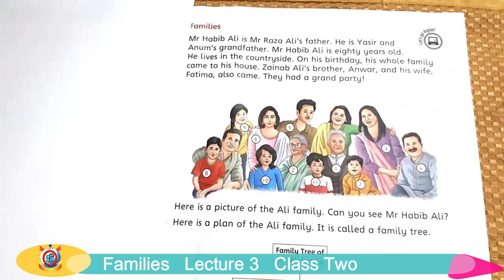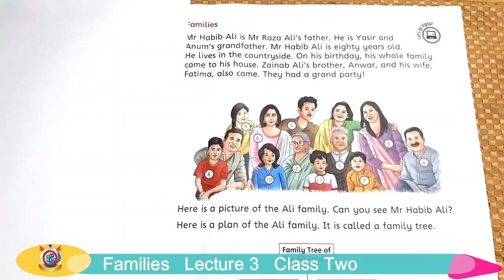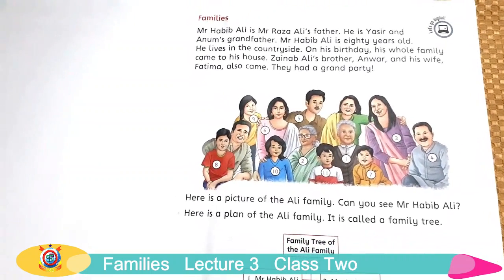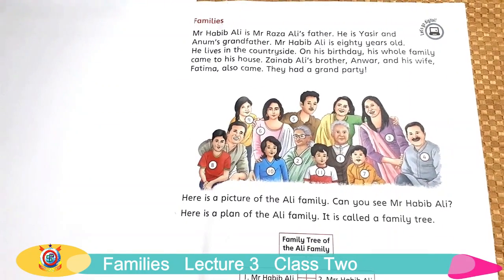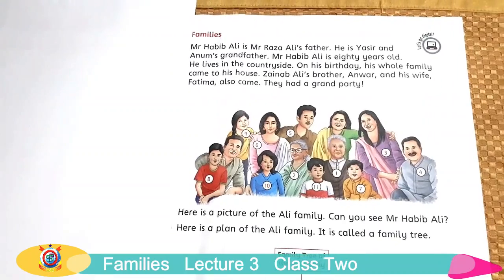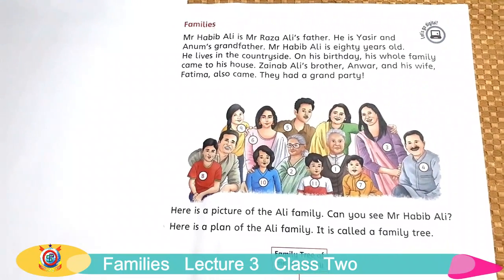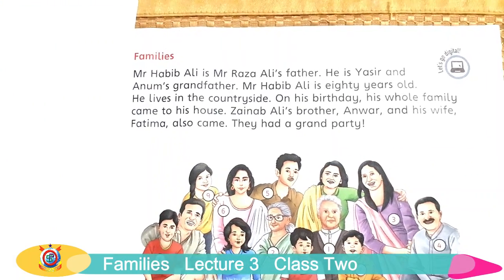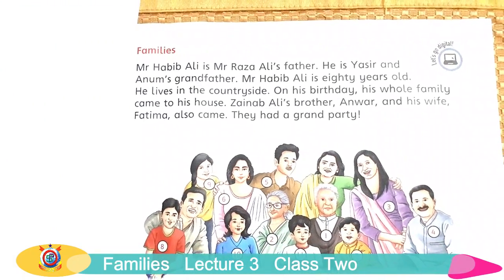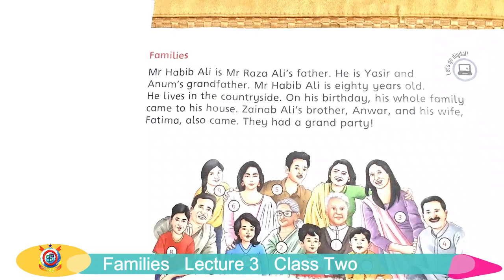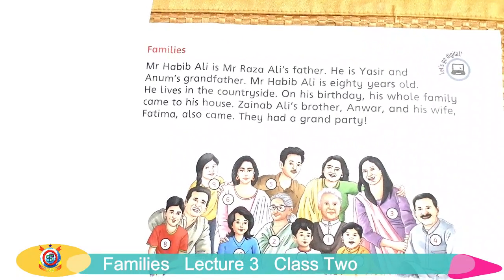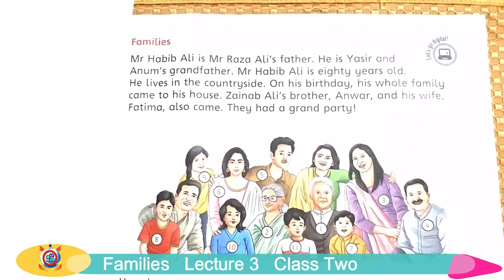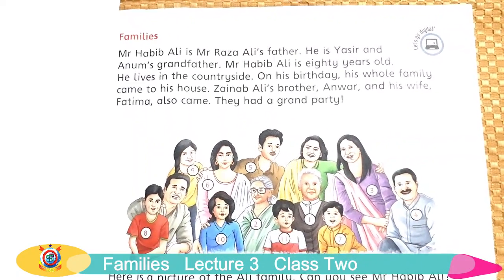We have discussed Mr. Habib Ali's family, that Mr. Habib Ali is living in the countryside, and Mr. Raza Ali is son of Mr. Habib Ali, and Mr. Habib Ali's family members came for his birthday to his house. I have given you homework also, that you will send me your family members' names.